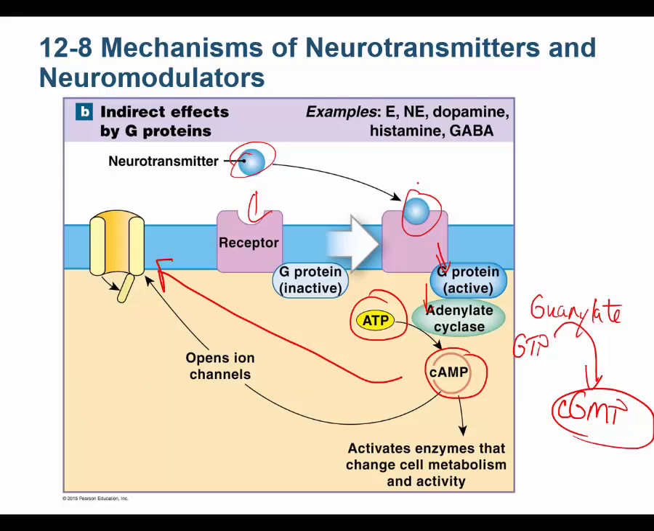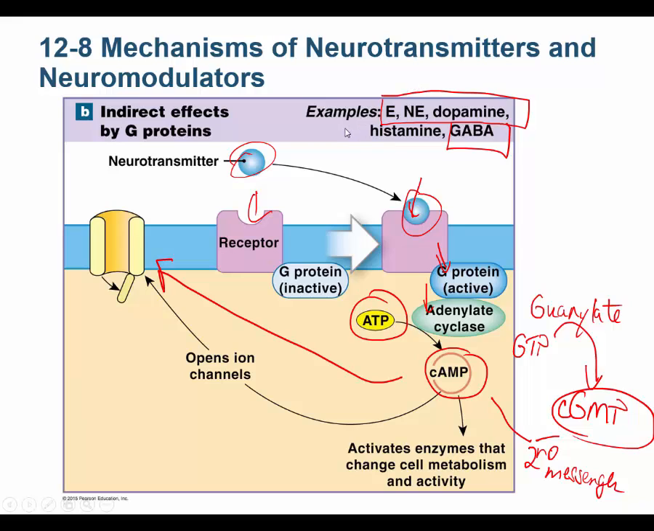So you can see that the neurotransmitter itself didn't lead to the opening of the ion channel, but what we call a second messenger. These two right here are called second messengers. A second messenger went ahead and went over and opened an ion channel for you. Some examples of neurotransmitters that have these indirect G protein effects are epinephrine, norepinephrine, dopamine, gamma aminobutyric acid. And I left out histamine just because I was circling the ones that I showed you in the list before.